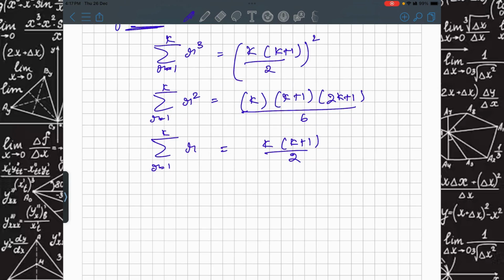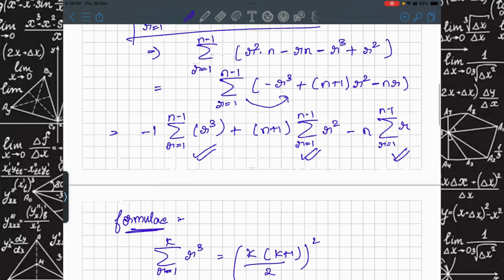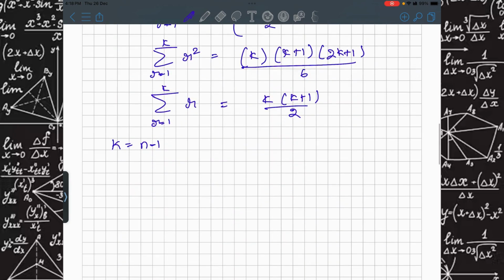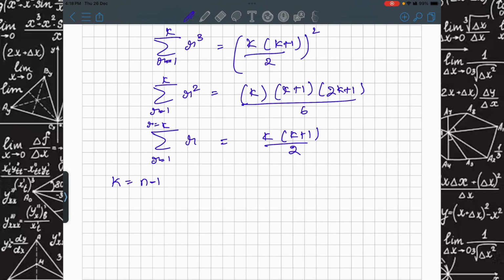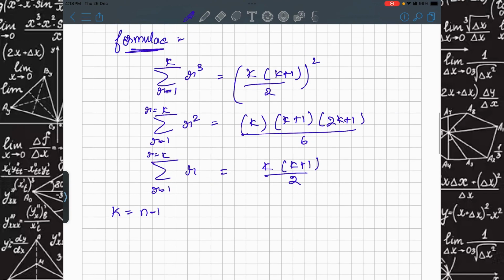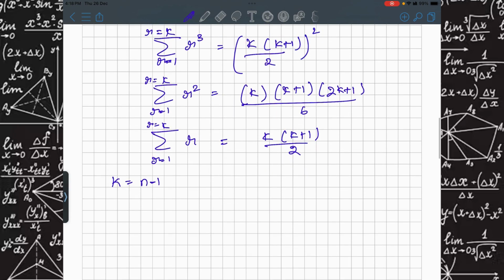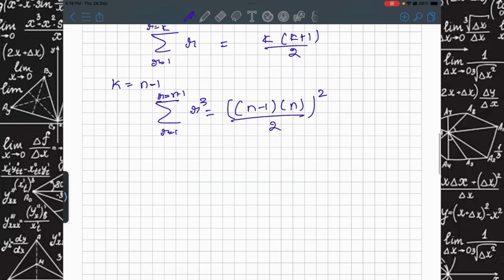Okay, now we know that k here is nothing but n minus 1. How? Because here we can see that r equals to 1 to r equals to n minus 1. So here the formula is nothing but r equals to 1 to r equals to k, right? Everything is r equals to 1 to r equals to k. So k equals to n minus 1. If you substitute that in these formulas, then you will get r equals to 1 to r equals to n minus 1. Substitute in this r cube, then you will be getting n minus 1 times n to the whole square divided by 2. Right, hope you guys are getting it.